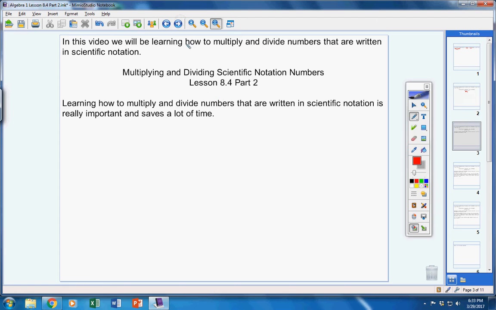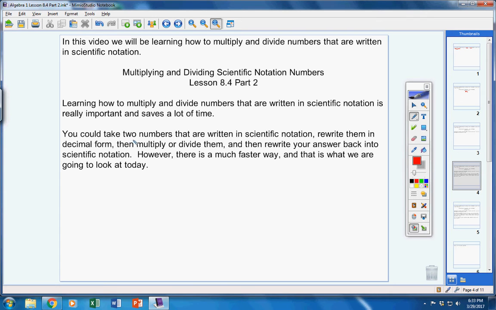Alright. Now, learning how to multiply and divide numbers that are written in scientific notation is really important, and it saves a lot of time. You could take two numbers that are written in scientific notation, rewrite them in decimal form, which would take some time to do, then multiply or divide them, get your answer, and then rewrite your answer back into scientific notation. Now that's not super hard, but it's definitely longer than what we need to do, because there is a much faster way, and that is what we're going to look at today. Alright, so here we go.